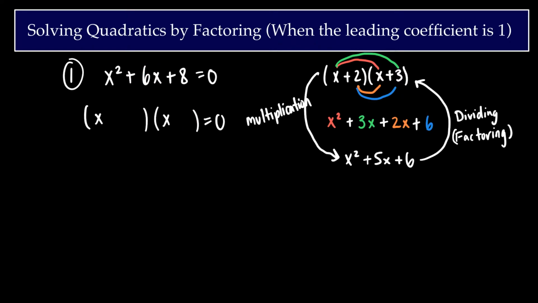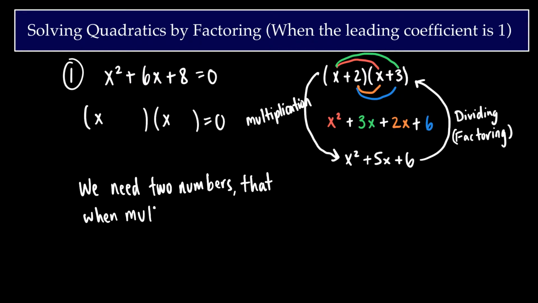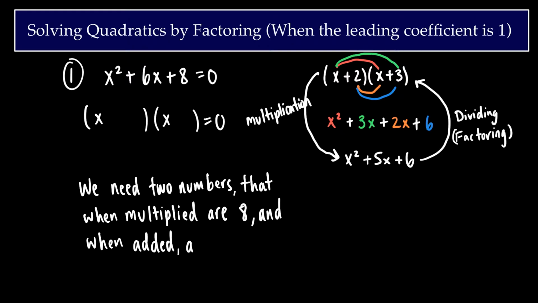So let's actually write that down. We need two numbers that when multiplied are 8 and when added are 6. Is there supposed to be a comma there? I never know. I'm sorry to my middle school and high school English teachers. Okay, so we're looking for two numbers that when multiplied are 8 and when added are 6.